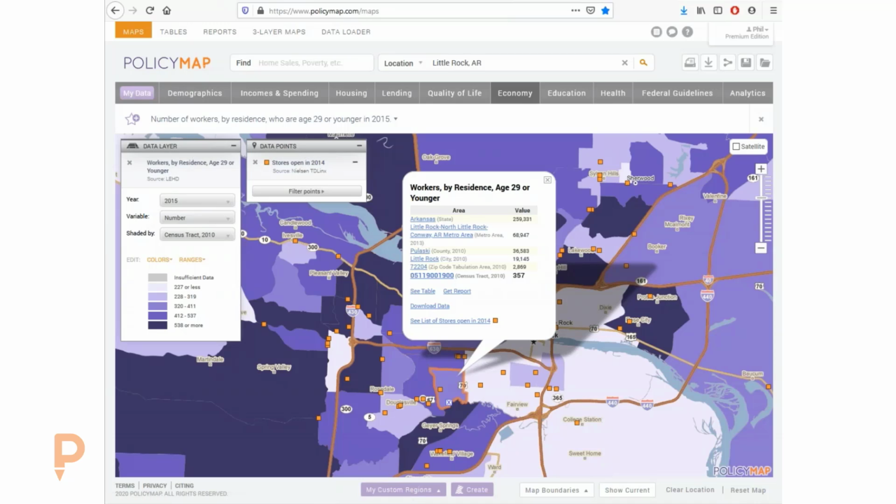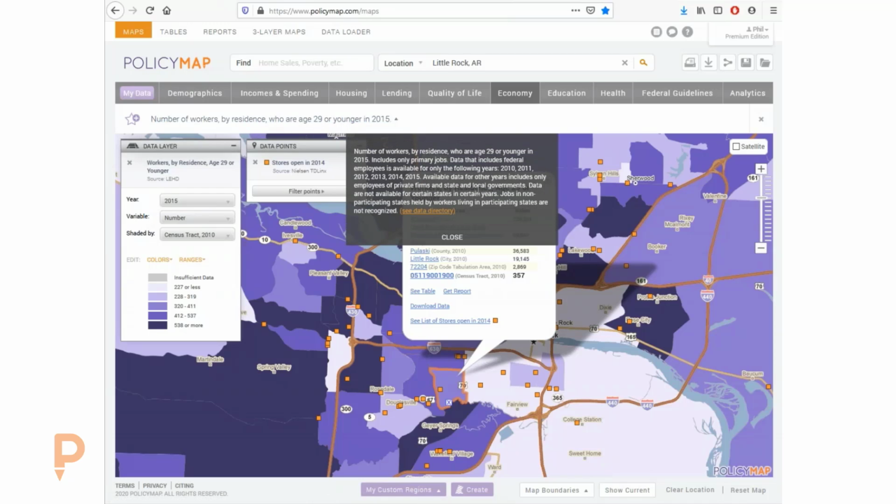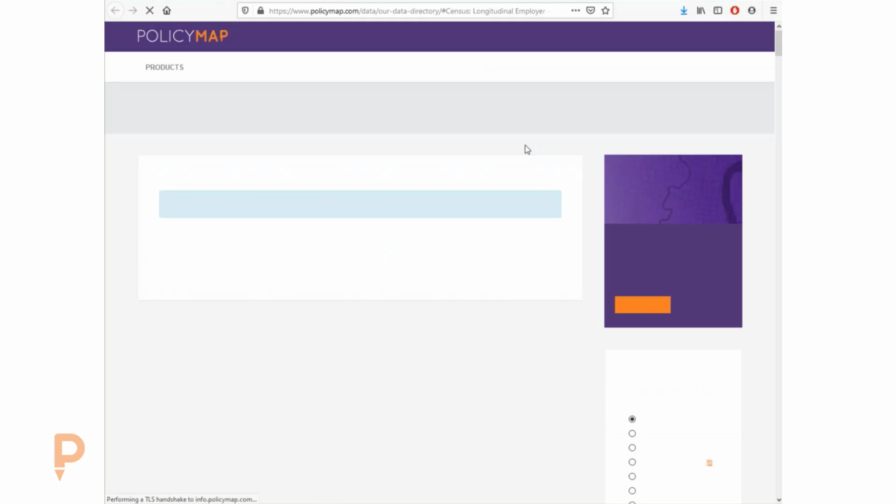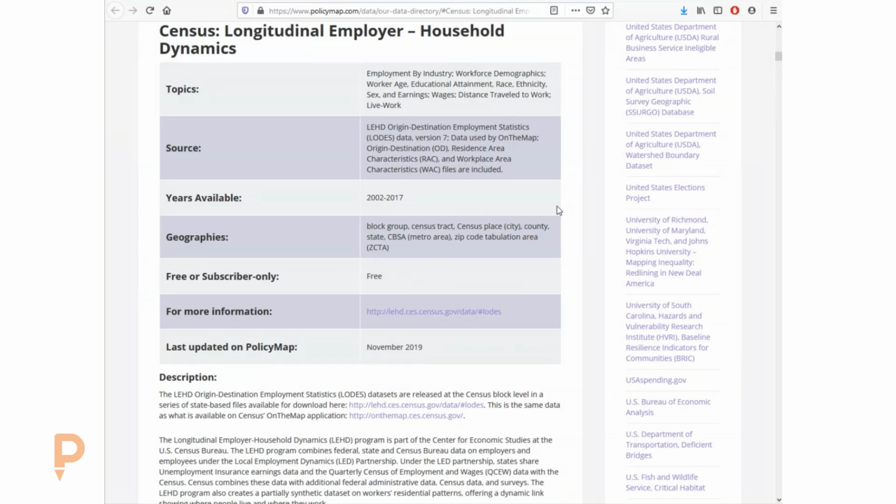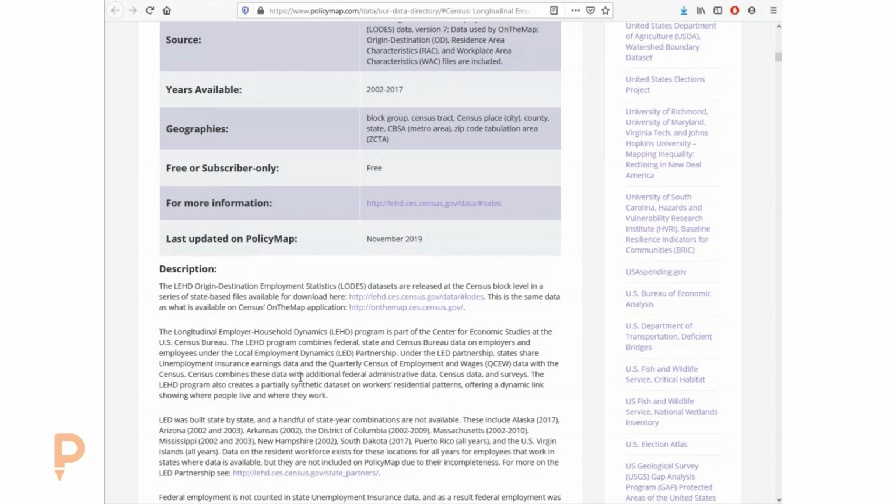Any data set you add to the map will always have a source link here, as well as the title. I've clicked this a few times, but this is very helpful because if you do a little bit of exploring on data and you want to learn more about it, clicking onto the title will give you a longer explanation of the data. And you'll always get a link to the source, and that link will generally give you a methodology of how we got to that data. So this is LEHD, and this explains what LEHD is.